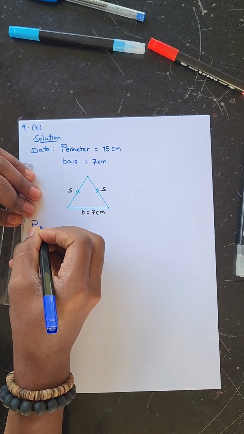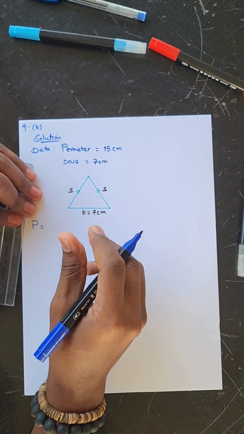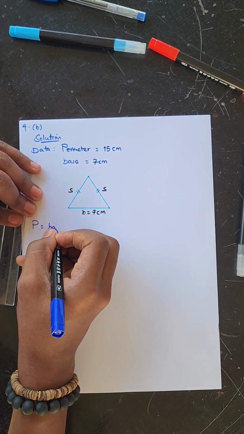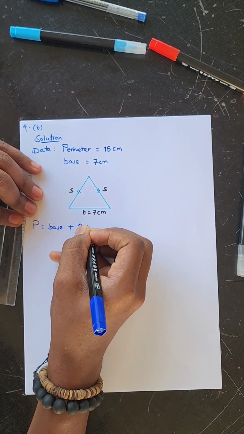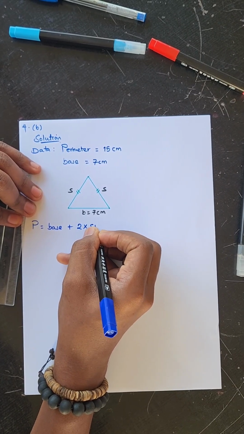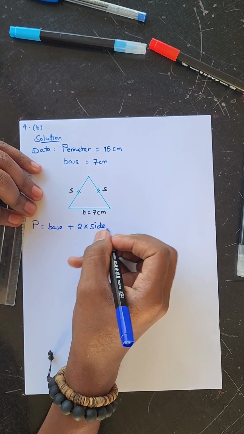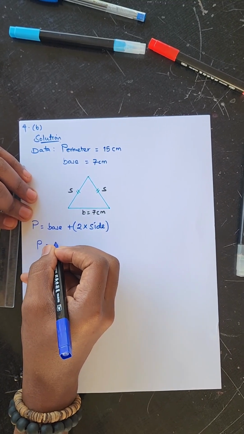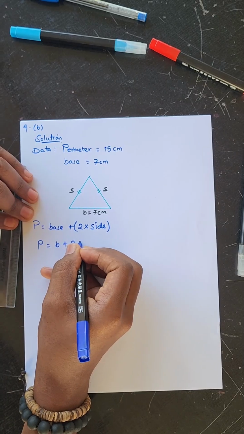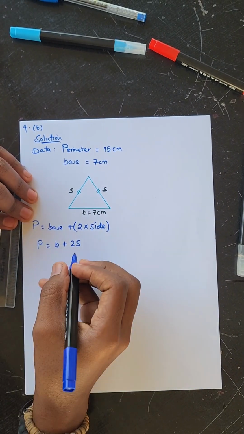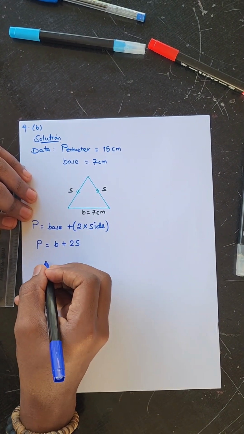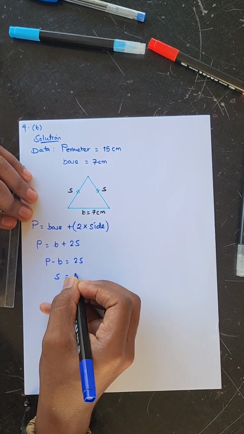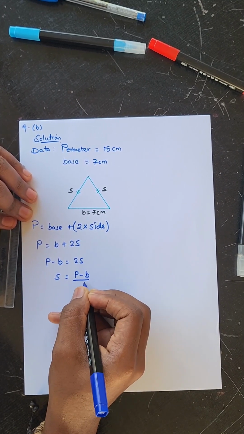So perimeter P, for an isosceles triangle, equals the base plus 2 times each of the equal sides. So P equals B plus 2S. Okay, now we need to make S the subject. So P minus B equals 2S. S equals P minus B over 2.